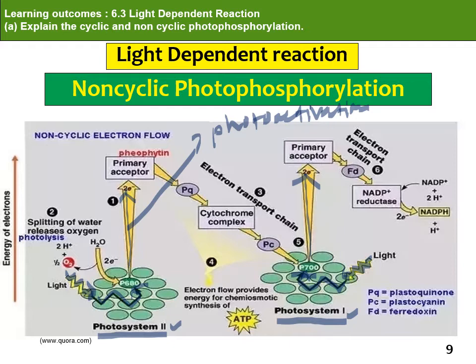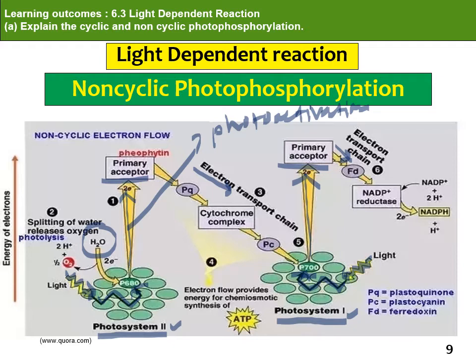So this excited electron dia akan diterima oleh primary acceptor. Okay, so dia ada primary acceptor. Dan seterusnya, this electron dia akan transfer to the electron transport chain lah. So dia ada electron transport chain. Okay. So daripada proses photoactivation berlaku juga proses photolysis of water. Okay, iaitu splitting of water, di mana dia akan hasilkan elektron, proton and oxygen.